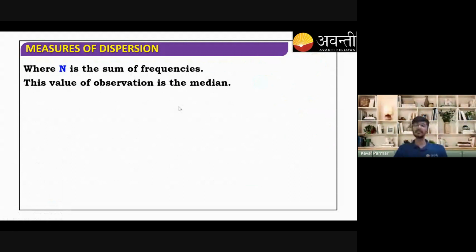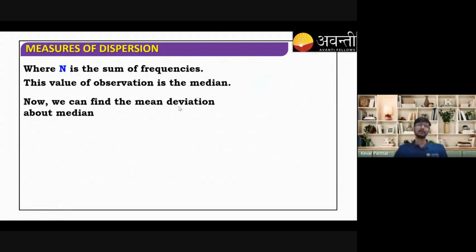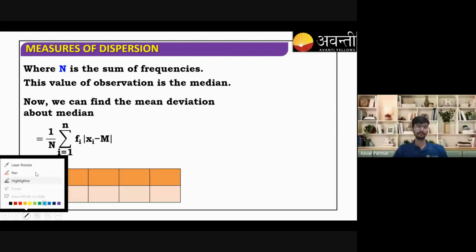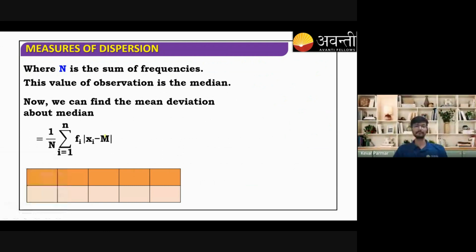Now, after getting the median, we can find the mean deviation. The process remains the same. The table also remains the same. The formula also remains the same. What is changed is, guys, just in place of mean, we will now have the median. So as you can see here, in place of mean, now we have the median, which is capital M.